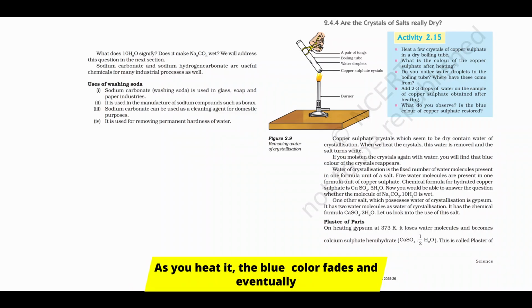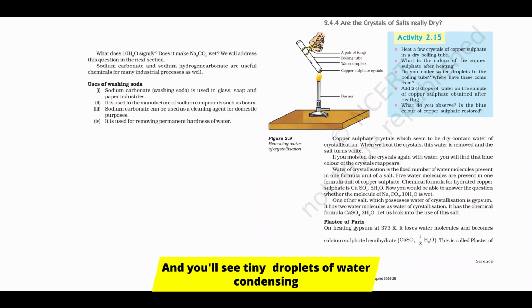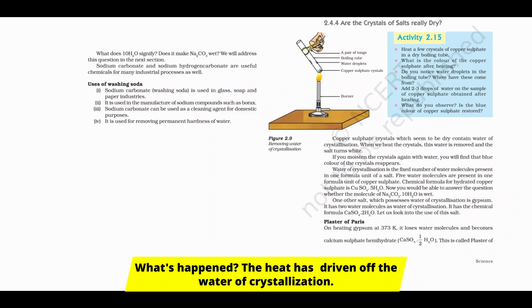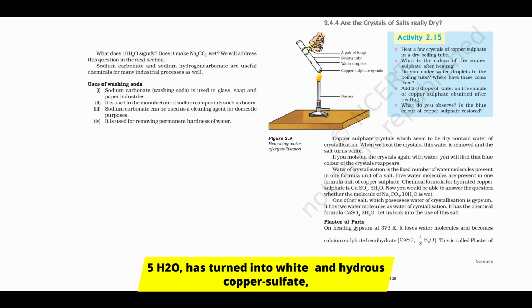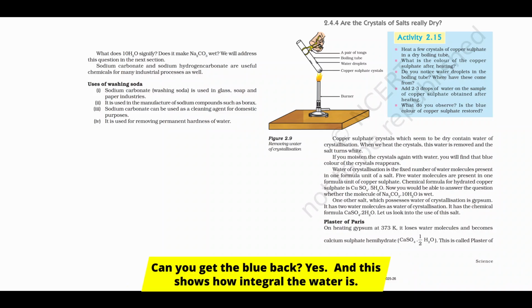As you heat it, the blue color fades and eventually disappears, leaving behind a white powder, and you'll see tiny droplets of water condensing on the cooler upper parts of the test tube. What's happened? The heat has driven off the water of crystallization. The blue hydrated copper sulfate, CuSO4.5H2O, has turned into white anhydrous copper sulfate, CuSO4, which means without water. Okay, so heating removes the water and the color. Can you get the blue back?